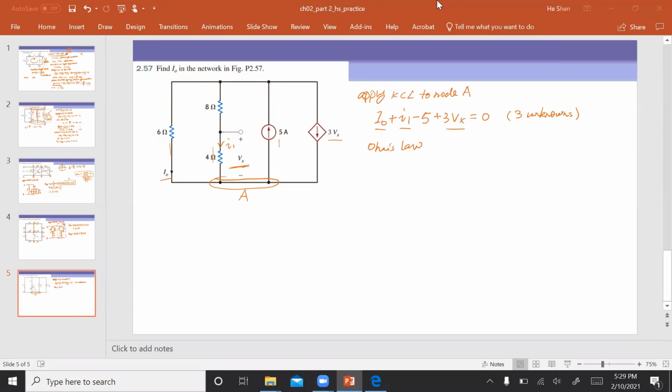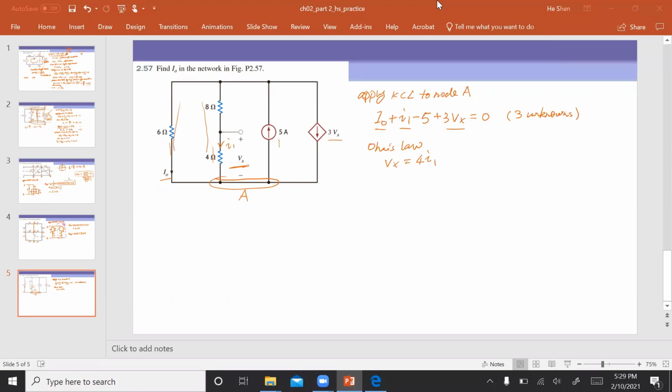By looking at here, the voltage Vx is equal to the current I1 times the resistance, that is 4, right? So we have one additional equation. I need another equation so that I can solve the whole thing. Where do I find the other equation? The relationship between these 2 branches.